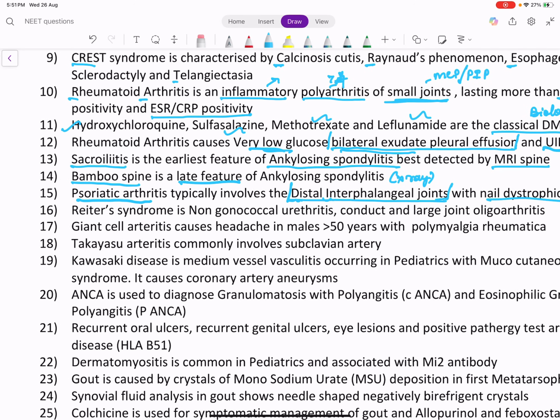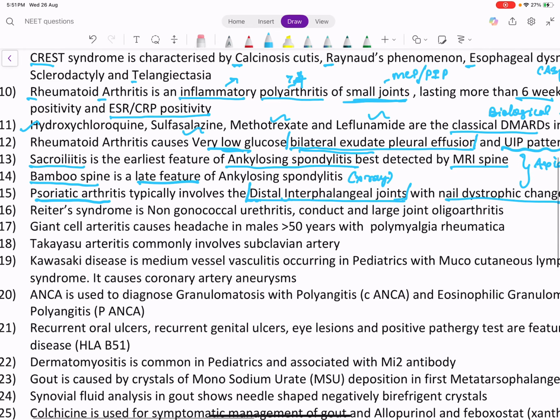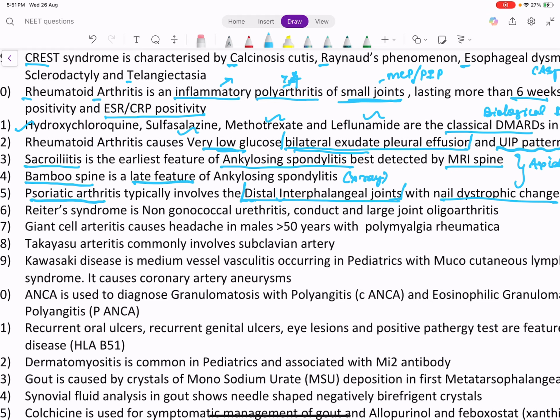The next seronegative arthritis is Reiter syndrome or reactive arthritis. Reiter syndrome is a triad of non-gonococcal urethritis, large joint oligoarthritis and conjunctivitis. So, conjunctivitis, urethritis and large joint oligoarthritis.